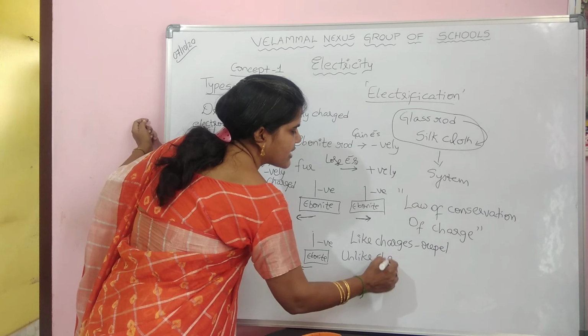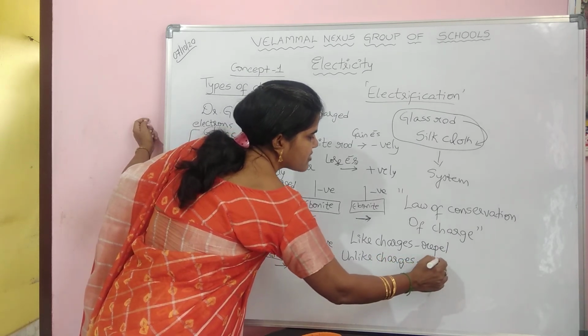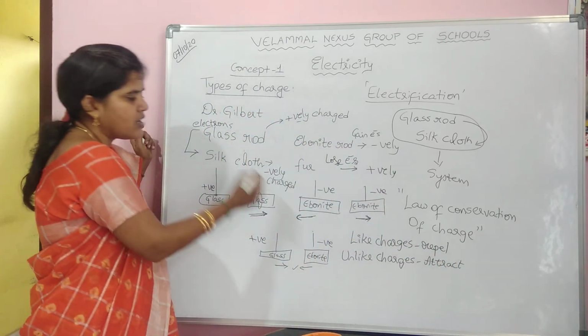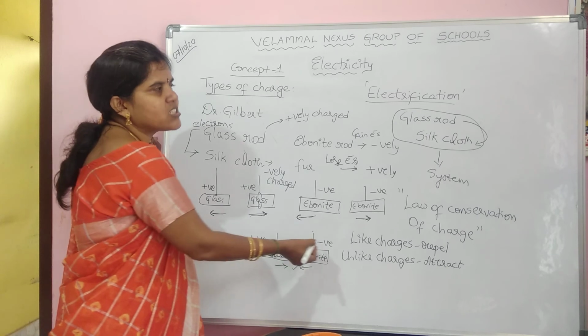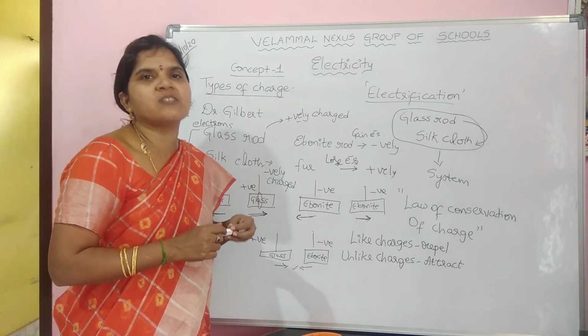What happens to the unlike charges? Unlike charges means positive and negative. They will attract. This is the conclusion of this, children. So what is the conclusion of this? Like charges will repel, unlike charges will attract. And the last one is the law of conservation of charge.